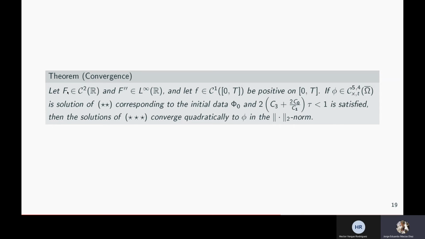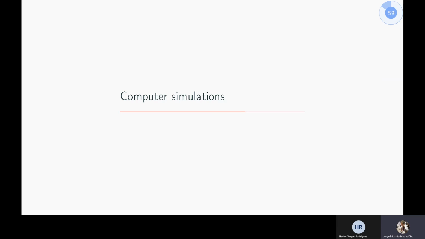If f is sufficiently regular, if lowercase f is also sufficiently regular, and if phi is also sufficiently smooth, then the solutions of the numerical model converge to the solutions of the continuous model with quadratic order of convergence, as I say here, in the L2 norm. The proof, as I mentioned before, is very similar to the proof of stability, and we are going to omit those proofs because they are very long.